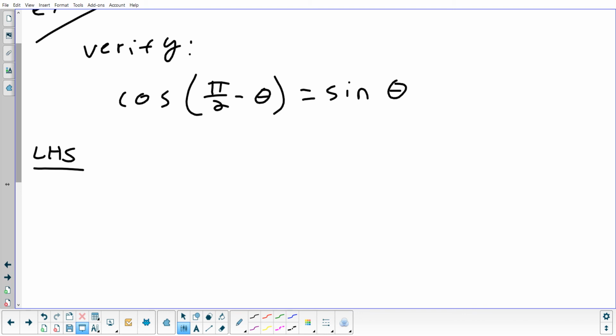Now, on the left-hand side, which trig function am I using? Cosine. And what operation is inside the parentheses in my argument? Subtraction. So this is a cosine of a difference. So what you want to do now is look up your cosine difference formula and then fill in what you can. And then we'll see what happens.